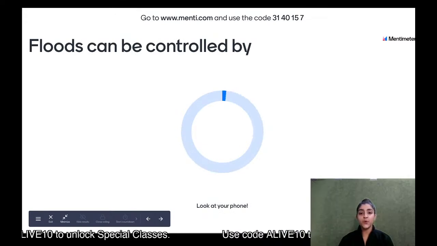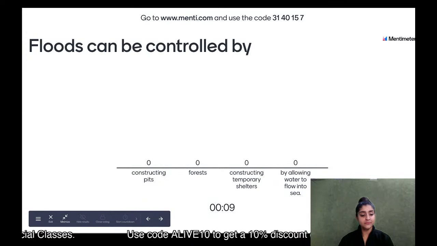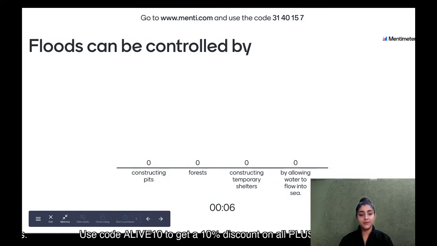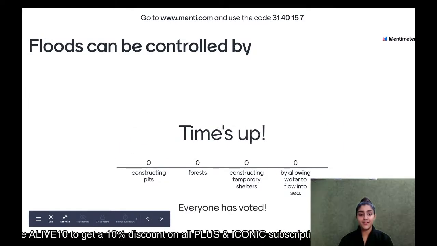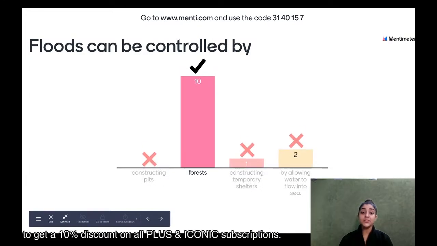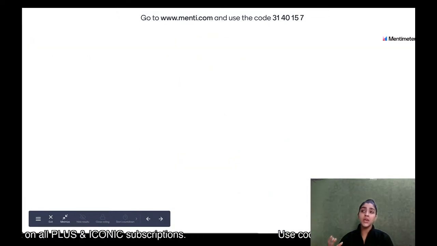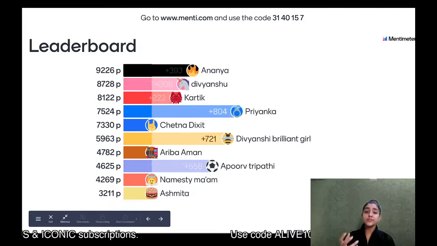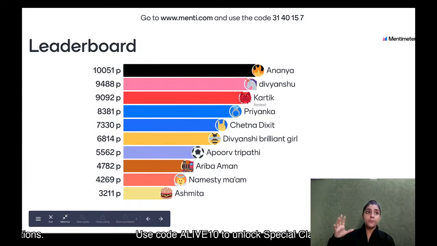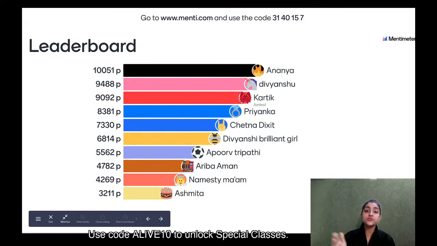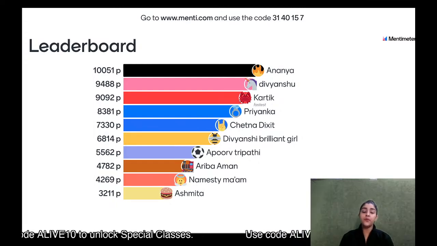Floods can be controlled by... Yes, absolutely. So forest is exactly the correct answer. Why forest and how can it affect floods? Because first of all, it will try to absorb all the water. Moreover, the trees over there would help stop the flow of water that is rushing for the floods. So it will act as a barrier for that flowing water.